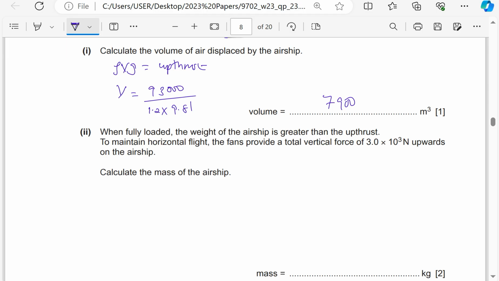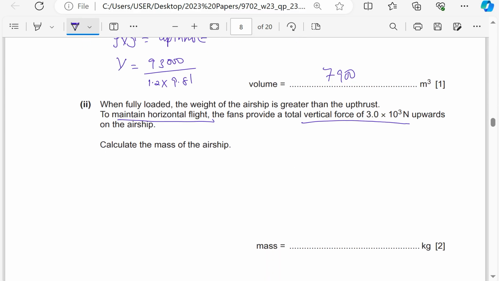When fully loaded, the weight of the airship is greater than the upthrust. To maintain horizontal flight, that is equilibrium, the fans provide a total vertical force of 3 times 10 power 3 newtons upwards on the airship. Calculate the mass of the airship.